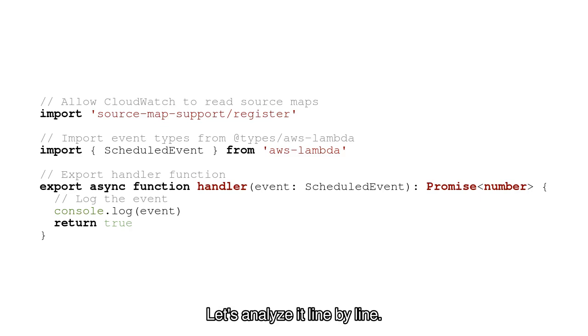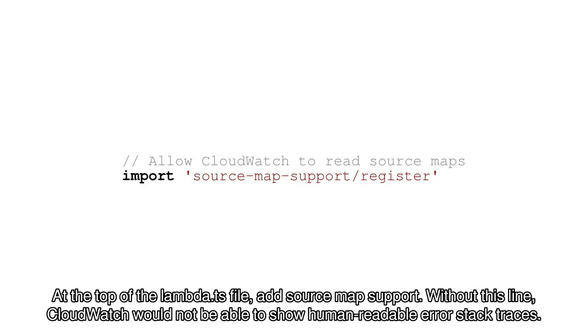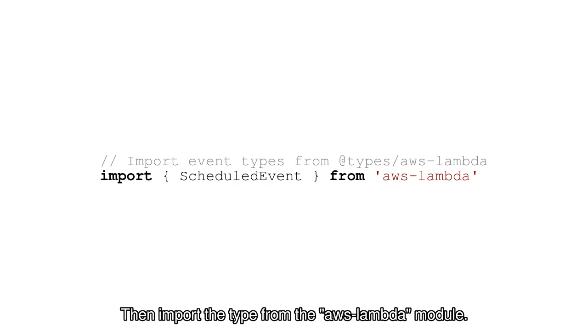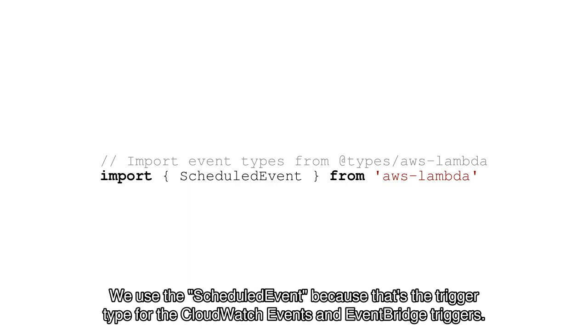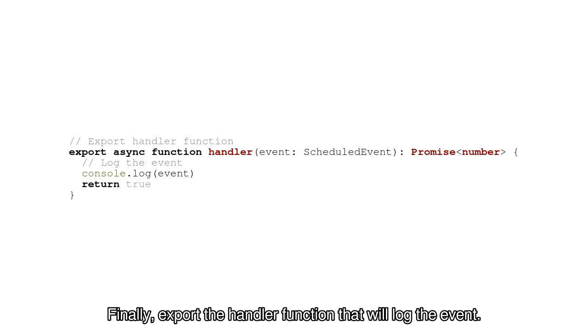Let's analyze it line by line. At the top of the Lambda TS file, add source map support. Without this line, CloudWatch would not be able to show human-readable error stack traces. Then import the type from the AWS Lambda module. We use the scheduled event because that's the trigger type for the CloudWatch events and EventBridge triggers. Finally, export the handler function that will log the event.